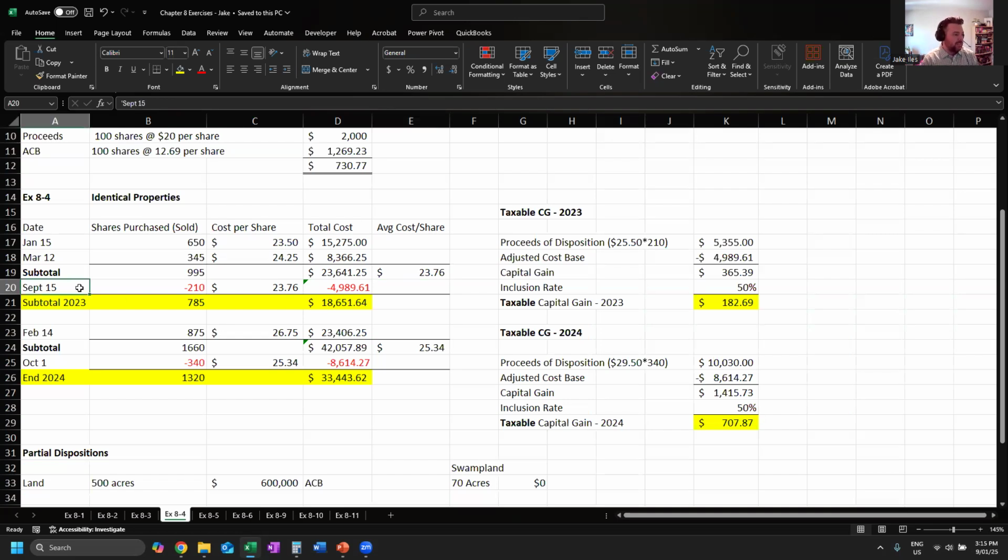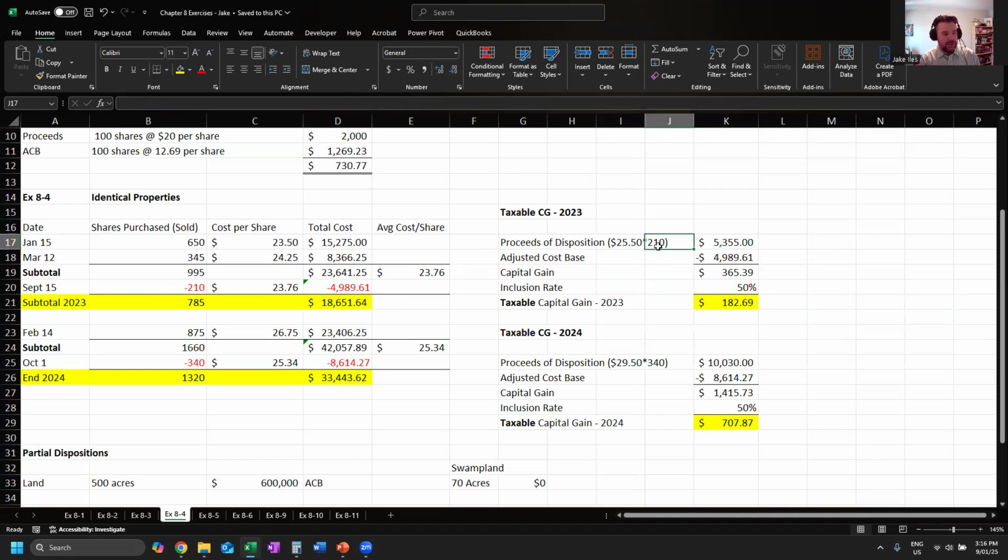So on September 15th, we sold 210 at a cost base of $23.76. That's our average cost base. So we are subtracting our cost of $4,989.61. This was our cost base. We subtract the cost of the shares that go out. This is the cost of the shares left over. So this 4,989 becomes the cost base in our capital gain calculation.